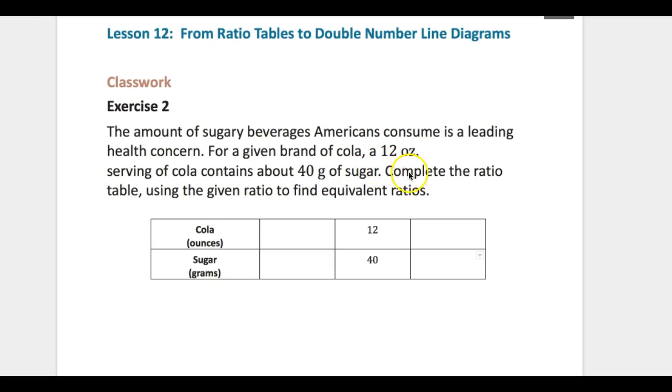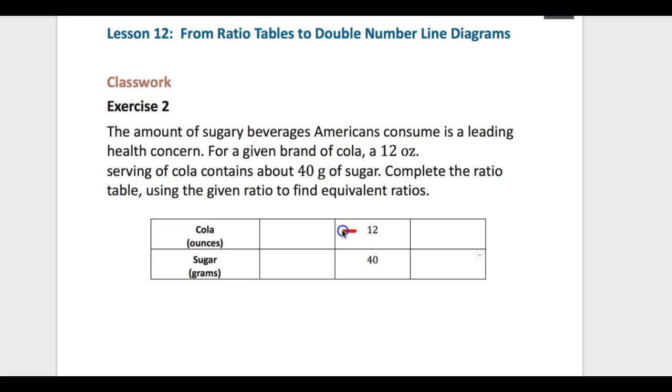Our direction was to complete the ratio using the given ratios to find equivalent ratios. So our given ratio was 12 ounces of cola for 40 grams of sugar. Well, if we want to go backwards, when we're trying to create equivalent fractions, we use division. Let me show you what I mean.